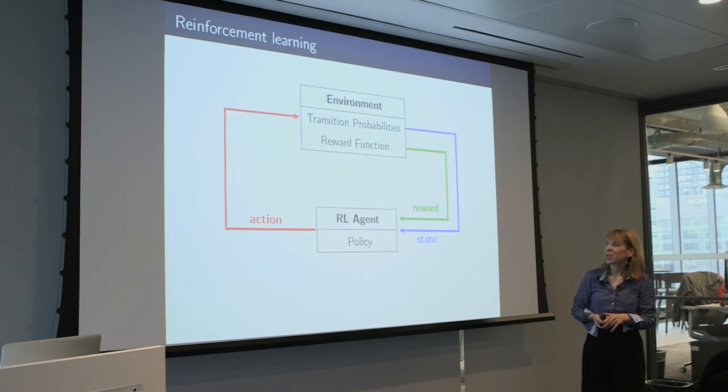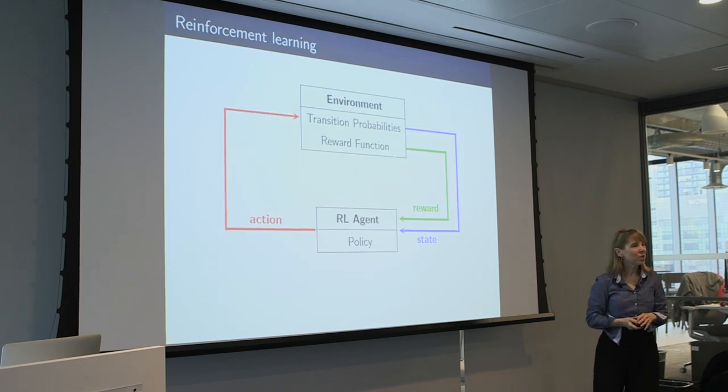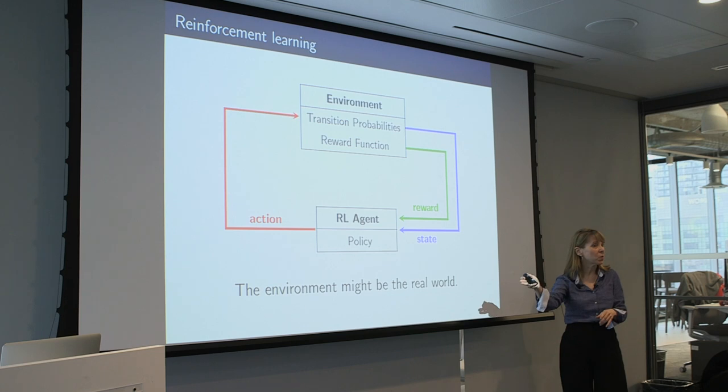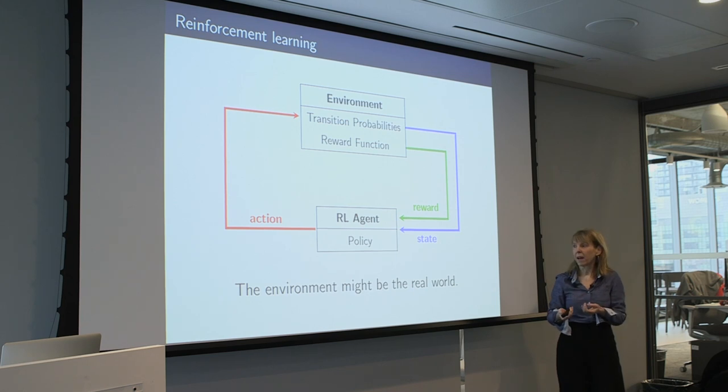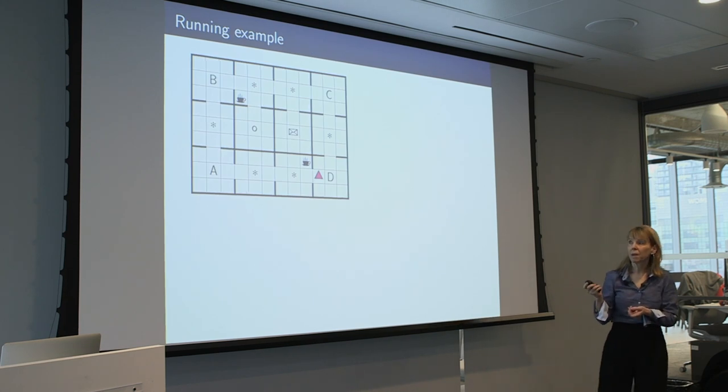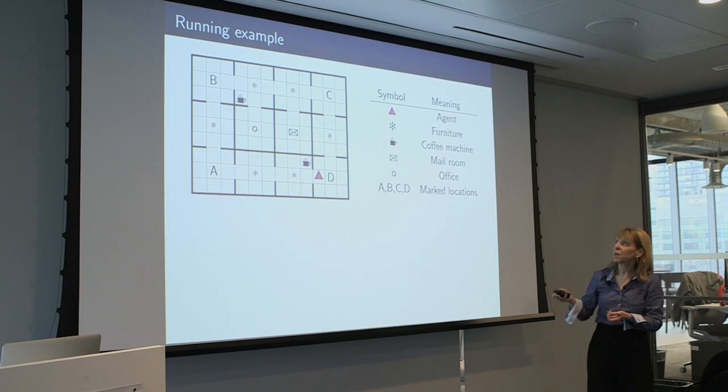And there it is again. So we've got this reinforcement learning problem, which I introduced to you before, and which I'm sure you're all familiar with. And the environment might be the real world, of course, in which case we don't have to model the transition system, or don't have to model even how it performs. But we always have to program the reward function. So I'm going to explain the work in terms of a running example. This is a very simple simulated environment.